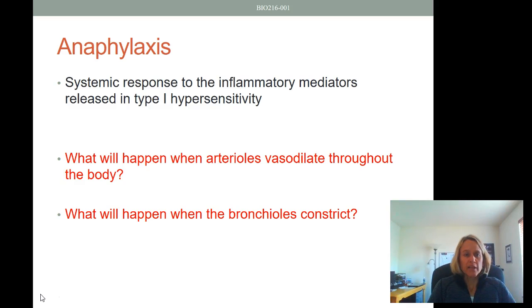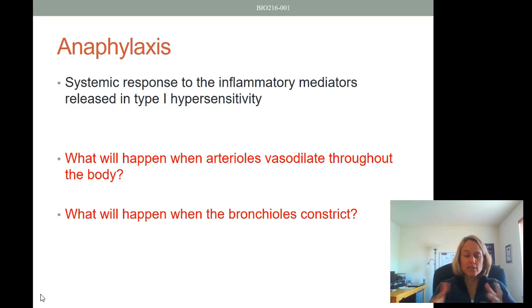So a little more on anaphylaxis. It's a systemic or body-wide response to the inflammatory mediators. So let's think about it. What could happen if the arterioles throughout the body vasodilate? And what will happen when the bronchioles constrict? So let's think about that.